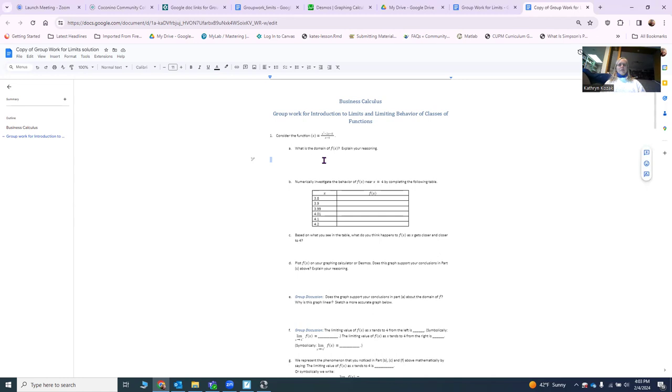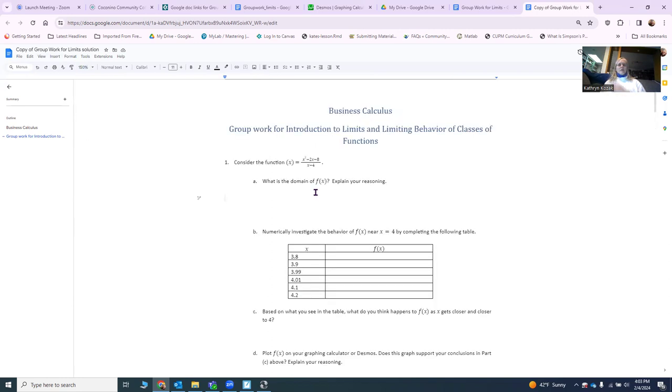The first function we have is, and let me make this bigger so we can actually see it better, f of x equals x squared minus 2x minus 8 all over x minus 4. And the domain of that is that the denominator cannot be 0. So I can't have x minus 4 equal to 0, and so x cannot equal 4. So my domain is all real numbers except for 4.